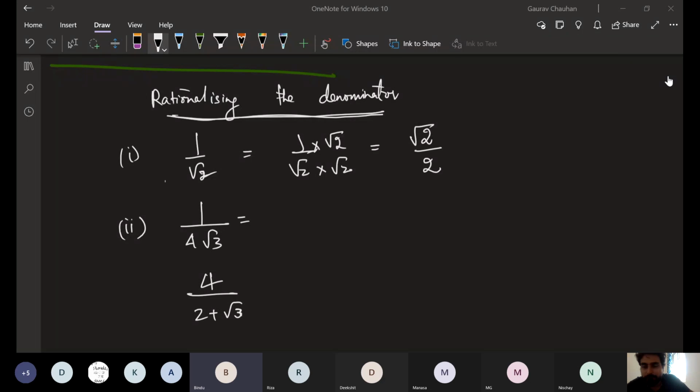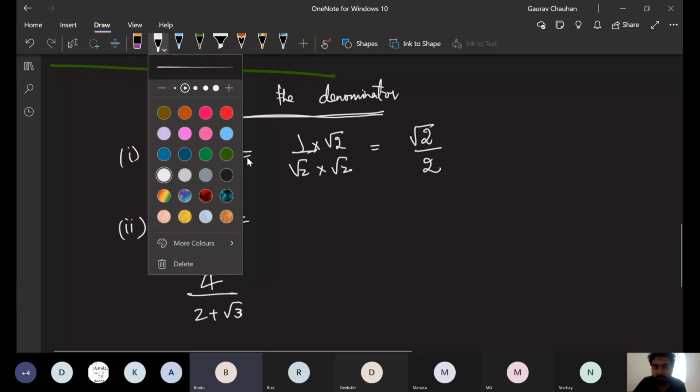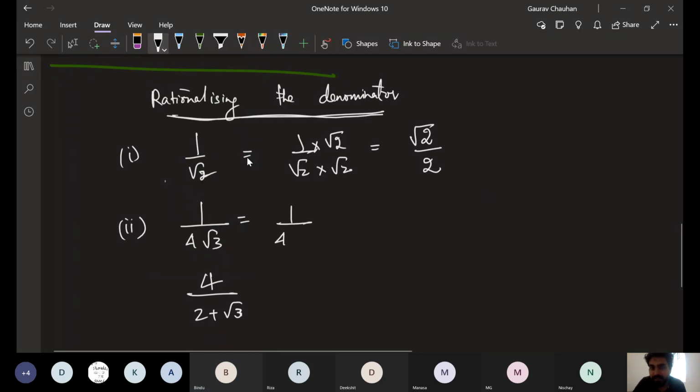Sir, I think we have to multiply it by root 3. Perfect. I have to multiply it with root 3, because 4 is already rational. I don't need to multiply with 4 again. So here 4 into root 3, 4 is already the rational part. Don't worry about that. This part I have to make rational. So I'll multiply with root 3 in the denominator, and automatically the same with the numerator.